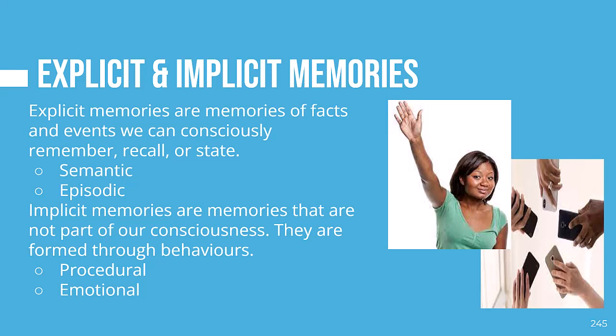Implicit memories are memories that are not part of our consciousness. Rather, they are formed through behaviors. Procedural memory stores information about how to do things, like how to ride a bike or how to tie your shoelaces. Implicit memories also include behaviors learned through emotional conditioning. You might have a fear of spiders, but not consciously remember what conditioned that fear. Your mind just remembers that you think spiders are a bad thing and you get scared. You don't have to consciously stop to think about it.